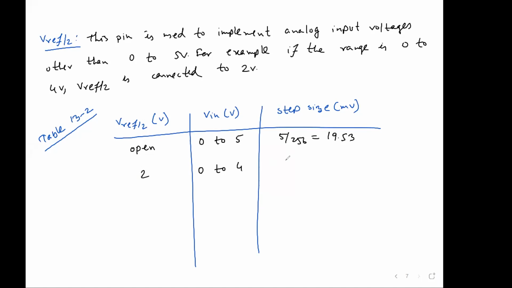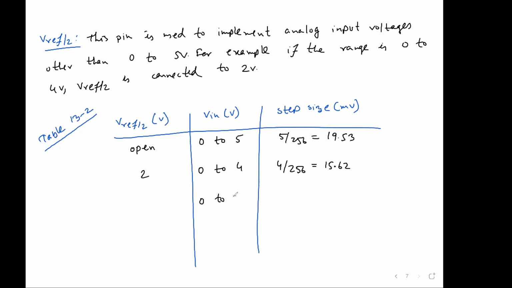Anyway, so the step size will now be changed. Okay. Now your reference voltage will be twice of the Vref. So now the step size will be 4 divided by 256. That is 15.62. Okay, I think the connection was a bit unstable. I'm repeating. If Vref by 2 is connected to 2, then the reference voltage will be twice of that Vref by 2, which gives us 4. So now the step size will be 15.62.